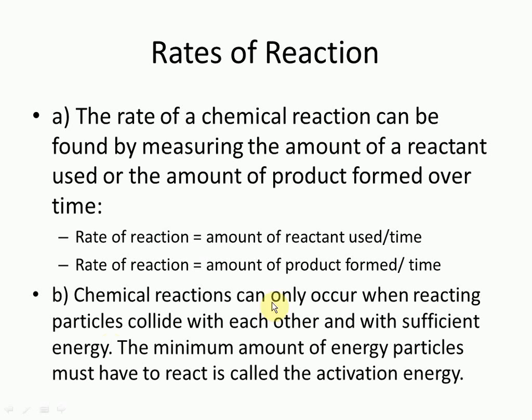So this is not an equation that's actually given to you, it's a concept, it's an idea. So you always got to divide the amount of a reactant that's used up by time, or the amount of a product that's formed over time. So there's some reactions that happen very, very quickly, say like a firework going off, some reactions that happen very, very slowly. Chemical reactions can occur when reacting particles collide with each other with sufficient energy.